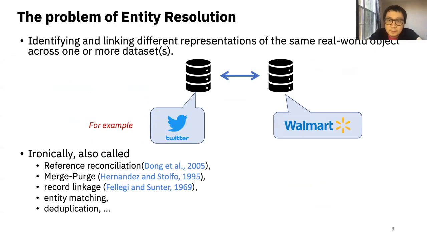One of the important entity-centric problems is entity resolution, which is the task of identifying and linking different representations of the same real-world object across one or more data sets. For example, one entity resolution task could be matching Twitter user profiles with a Walmart customer database. If you haven't heard about entity resolution, you have probably heard some of the other terms, such as reference reconciliation, merge-purge, record linkage, deduplication, entity matching, etc. This is very ironic because we need to perform entity resolution for entity resolution.